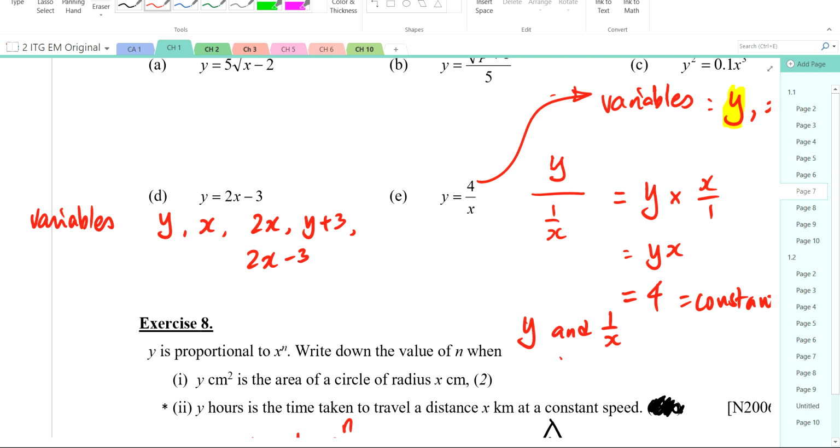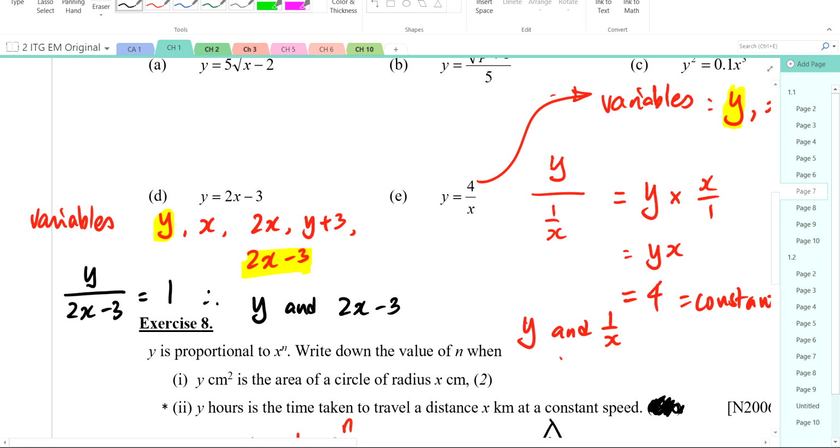Y and 2x minus 3. Okay, let's try y with 2x minus 3. If these two are my variables, then y divided by 2x minus 3, what do I have? 1. Is it a variable or constant? So, are these two acceptable as my variables that are directly proportional? Yes. So, we've got y and 2x minus 3. They are my variables.